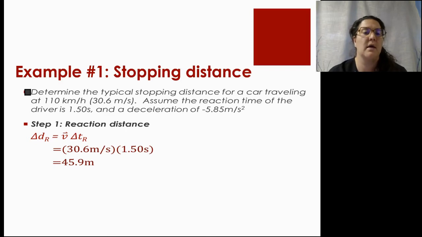So, example 1, looking at our stopping distance. Determine the typical stopping distance for a car traveling at 110 kilometers per hour or 30.6 meters per second. We're going to assume the reaction time of the driver is 1.5 seconds and the deceleration is negative 5.85 meters per second squared. So, step 1, calculate the reaction distance. We take our velocity, 30.6 meters per second, multiply it by our time, and get our reaction distance of 45.9 meters.